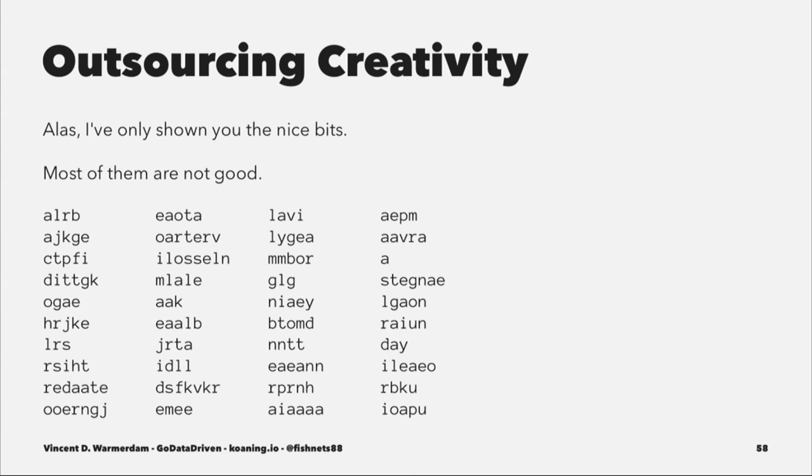The thing is, I've just shown you the nice bits. A lot of these are actually quite wrong. I mean, these were a lot of samples that didn't really make the cut. So I really think A is a terrible name for furniture or a Pokemon. Day also seems a bit odd. And Ea, which I think is also still a hilarious one. So there's still work to be done.